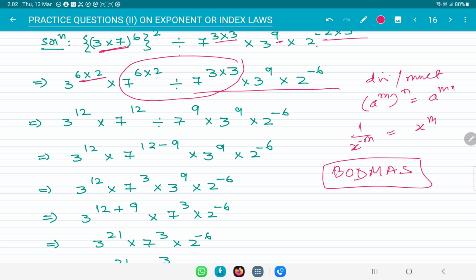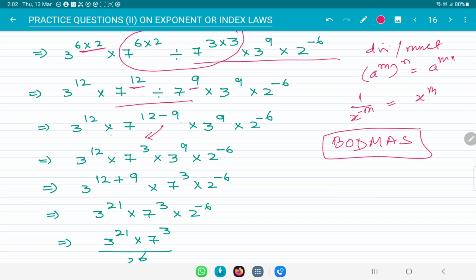So 7 raised to the power 6 into 2 is 7 raised to the power 12. 3 into 3 is 9. So we will use the division formula here. So 12 minus 9 will become 3. The remaining will be as it is. Okay. Now see here, we are using the base 3. Wherever we have the same base, the powers will be added. So 12 plus 9 is 21.